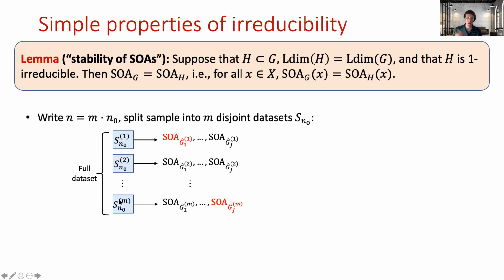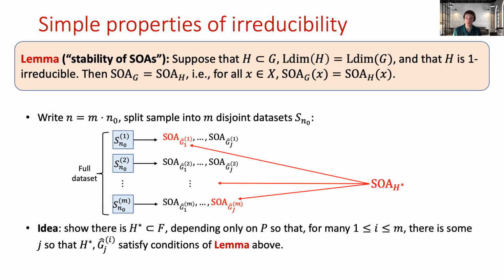And the way we produce these G-hat_{ij} is such that the following holds. We show that there exists a subclass H star of F, which depends only on the distribution P. So we don't know H star, but in particular it does not depend on the data set. It satisfies the following property. For many integers i between 1 and m, there's some j so that the pair H star, G-hat_{ji} satisfies the conditions required of H and G in this lemma. In particular, what the lemma guarantees is that the SOA hypotheses for H star as well as G-hat_{ij} are identically equal.